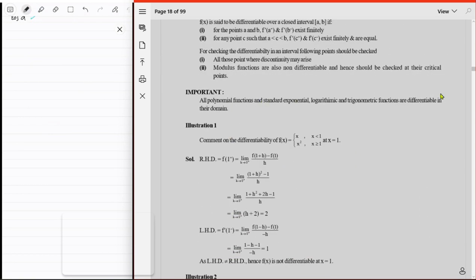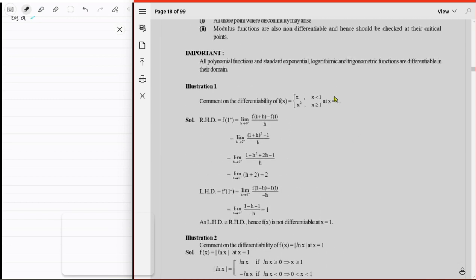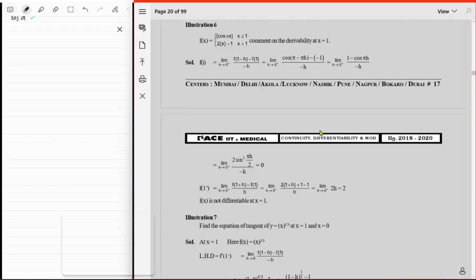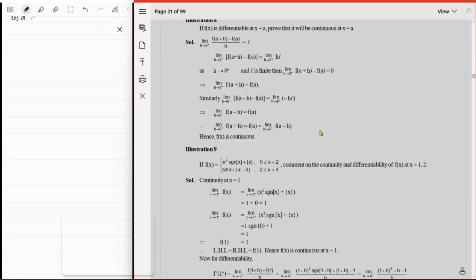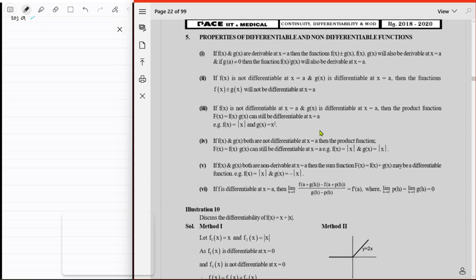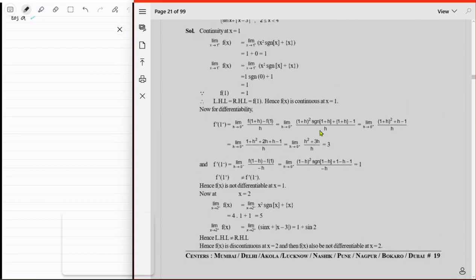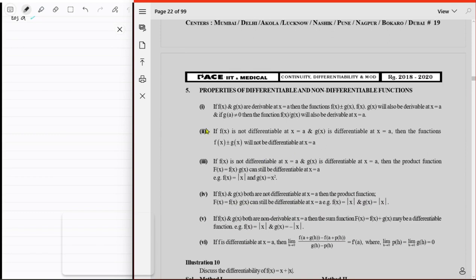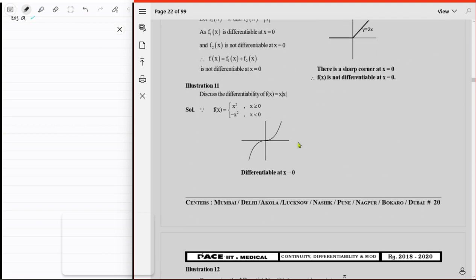All polynomial functions are, come on, I know that. Comment on the differentiability of f of x equal to x to the x. Oh, that is an illustration, we don't want that. So now we know about differentiability, it seems, because we can actually solve problems this way, even if we are not completely clear what's going on. Properties of differentiable and non-differentiable functions, we don't want that. We'll do it by ourselves if we want.